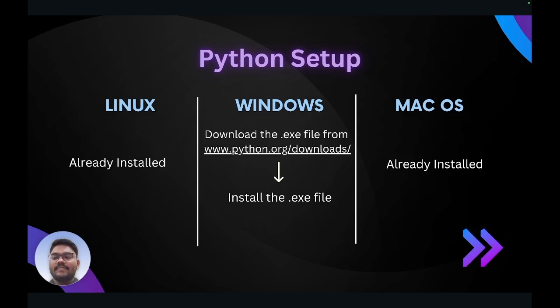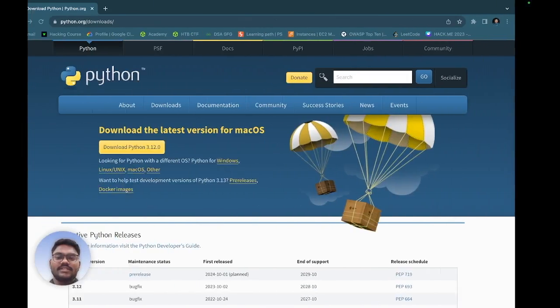Let's start by setting up the project. We will use Python for this project, so we need to install Python on our computer. If you are using a Mac or Linux, Python is pre-installed, so you can proceed without any hassle. For Windows users, there's a download link available. You can see here. Just download the .exe file and follow the installation instructions.